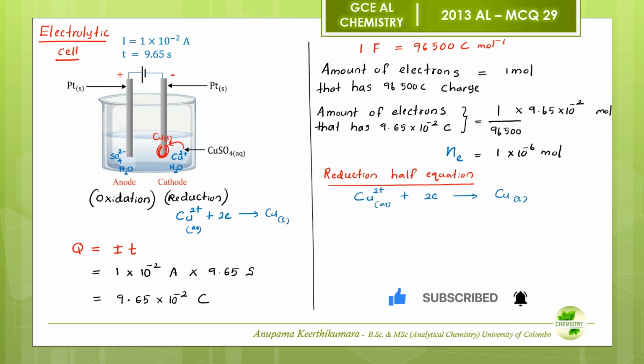This is the reduction half equation. If the number of moles of electrons involved in the reduction process is x moles, the number of moles of copper 2 plus ions is x divided by 2. The number of moles of electrons involved in the reduction process is 1 times 10 to the negative 6 moles. Therefore, the number of aqueous copper 2 plus ions is 1 times 10 to the negative 6 divided by 2 moles.